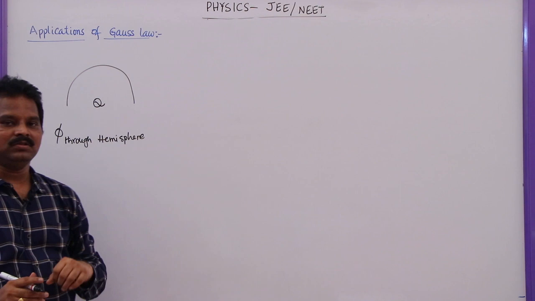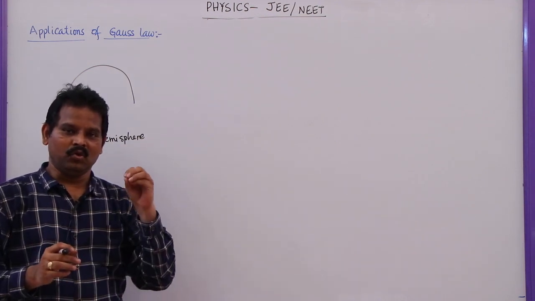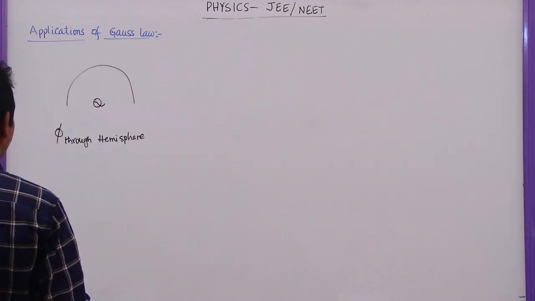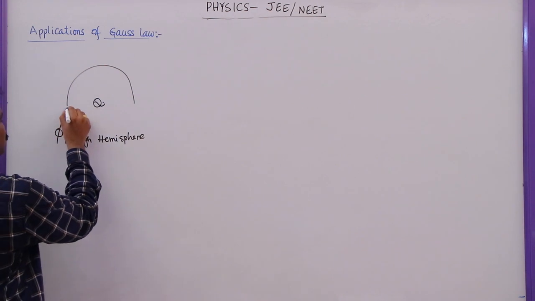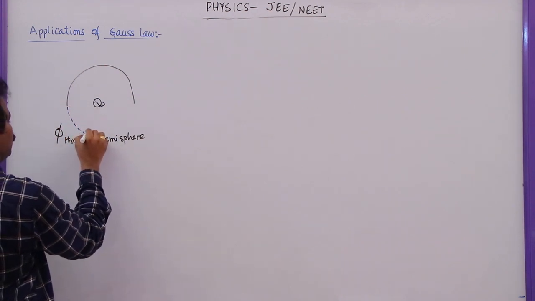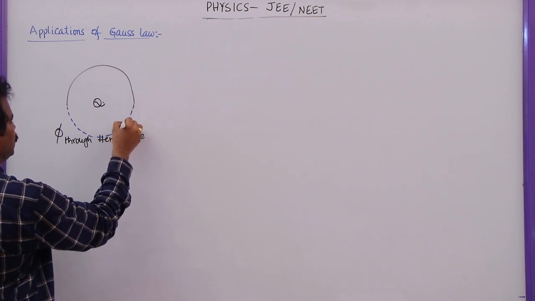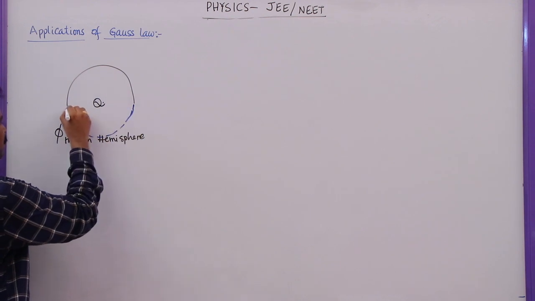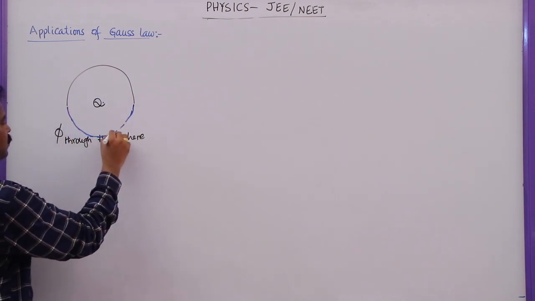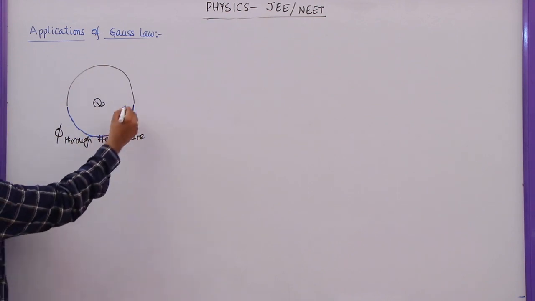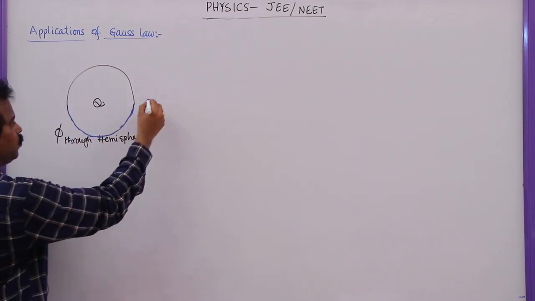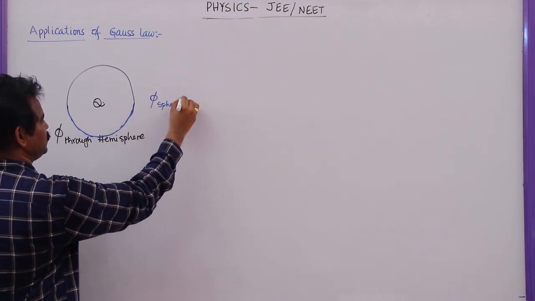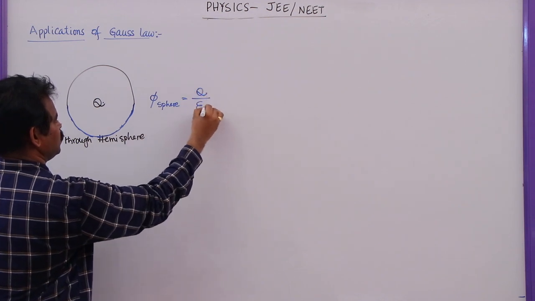But the condition to find the flux is that the total charge must be enclosed by the Gaussian surface. Here the charge is not completely enclosed. So let me use one more hemisphere so that the total charge is enclosed. Now by keeping another hemisphere here, the charge is said to be enclosed. So what is the flux through the full sphere? The total flux through the sphere is given by the charge enclosed divided by epsilon naught.